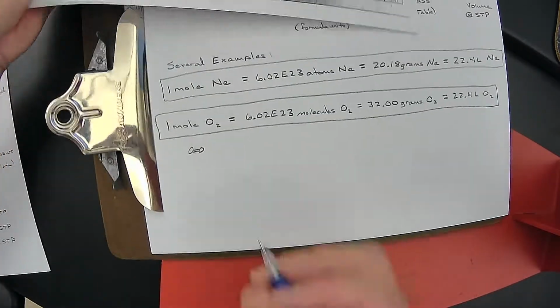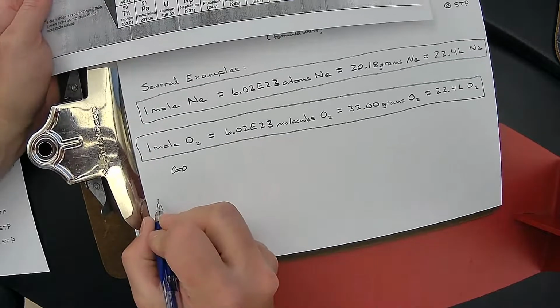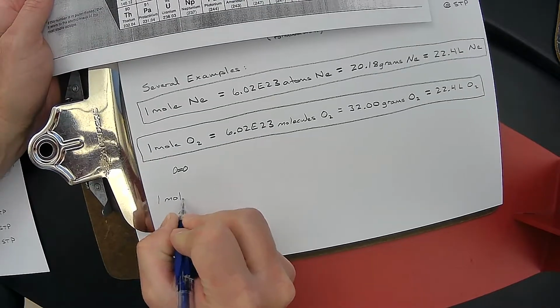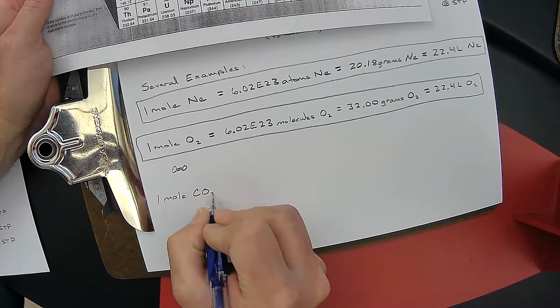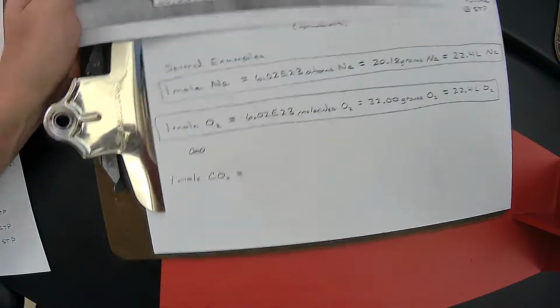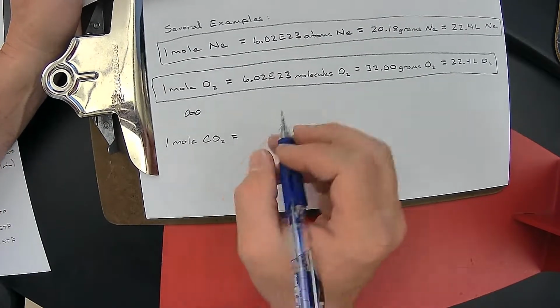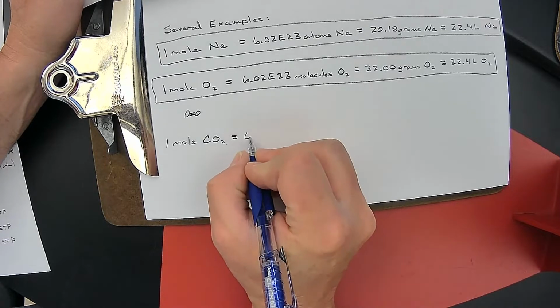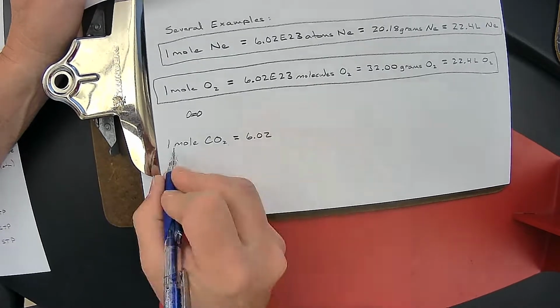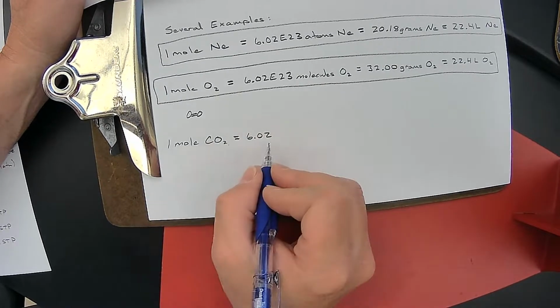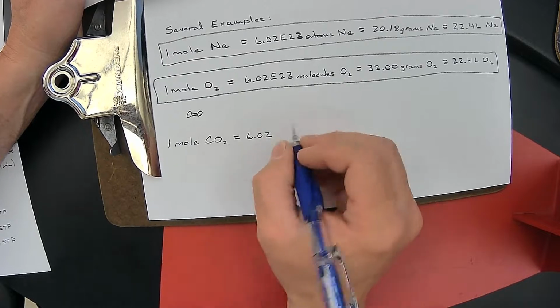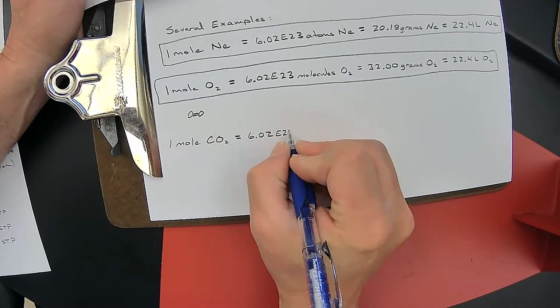The final one that I would like to look at is carbon dioxide. 1 mole of CO2 is equivalent to 6.02 times 10 to the 23rd. 1 pair is equal to 2, 1 dozen equals 12, 1 mole is 6.02 e to the 23rd.